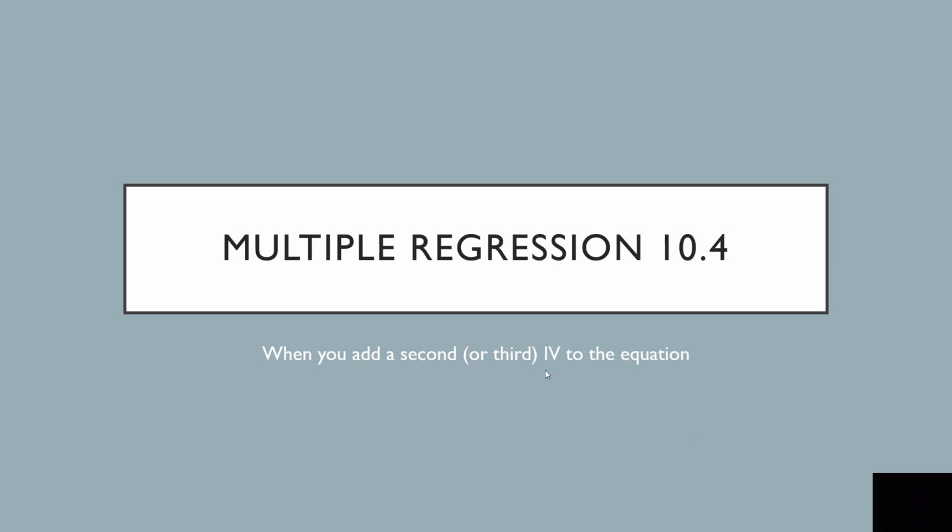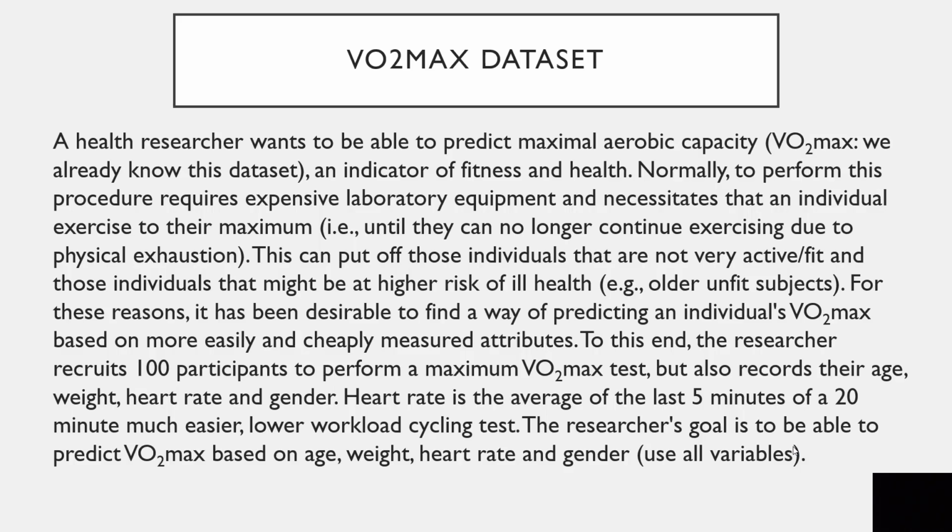This is when you add a second or third independent variable to the equation. All right, we've seen this VO2 max data set before. I'm going to just read the scenario really quickly. A health researcher wants to be able to predict maximal aerobic capacity, VO2 max. We already know this data set. An indicator of fitness and health. Normally, to perform this procedure requires expensive lab equipment and necessitates that an individual exercise to their maximum, i.e. until they can no longer continue exercising due to physical exhaustion.